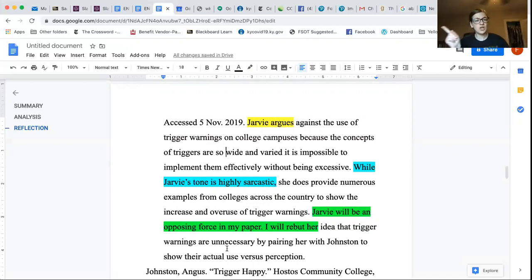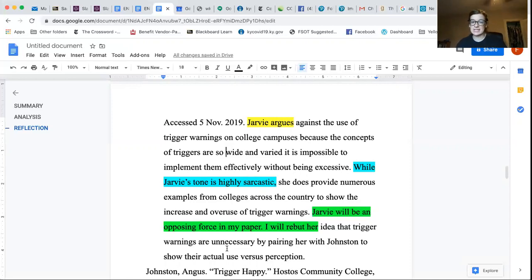While Jarvie's tone is highly sarcastic, she does provide numerous examples from colleges across the country to show the increase in overuse of trigger warnings. So again, here I note her tone, but I also note her writing style, her use of exemplification. That's useful. That adds depth to her writing. And then here, Jarvie will be an opposing force in my paper.